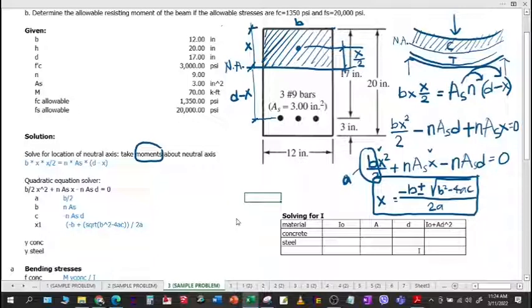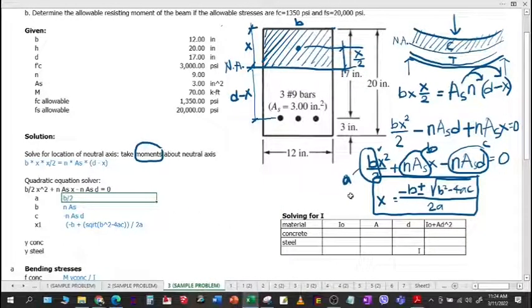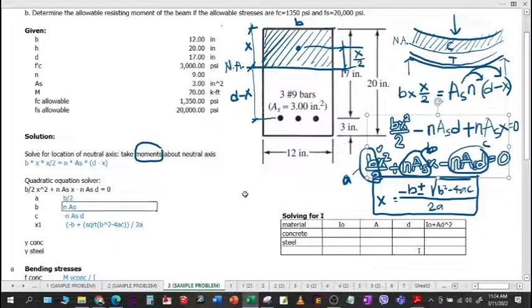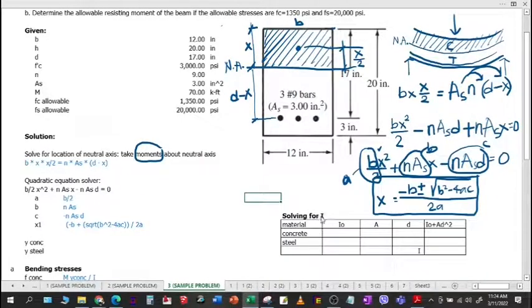And this will be your b. That will be your b. And this one will be your c. Alright? So here you can see that a is b over 2. Your b is nA_s. And your c is, we include the negative because this is plus negative. So plus negative, so negative nA_s times d. Negative nA_s times d. Okay?